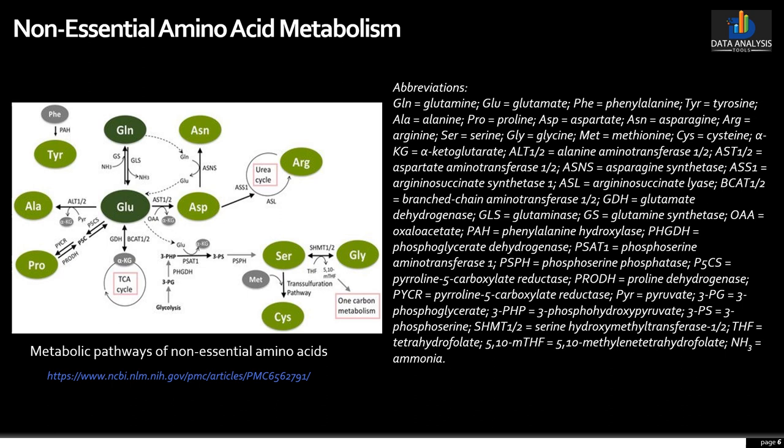Glutamate can be utilized to generate alanine, aspartate, serine, and proline. Aspartate is further utilized to generate asparagine with nitrogen from glutamine and can be used in the urea cycle to make arginine. Serine donates a methyl group for one carbon metabolism and makes glycine in the process. Serine can also be used in the transsulfuration pathway to generate cysteine. Tyrosine is the only non-essential amino acid not directly connected to others, as it is separately synthesized from phenylalanine.